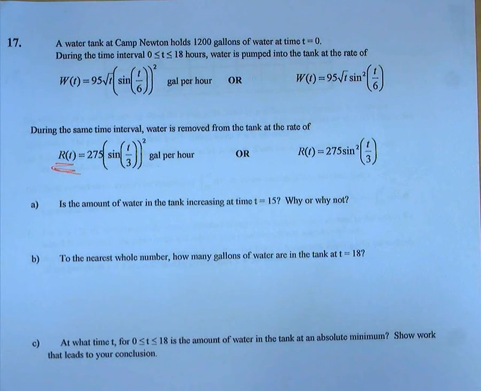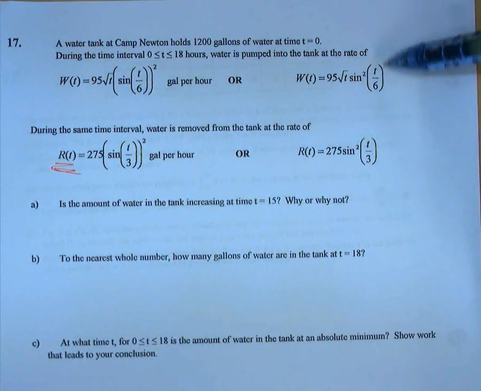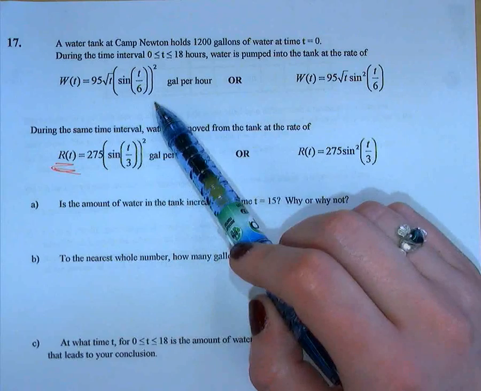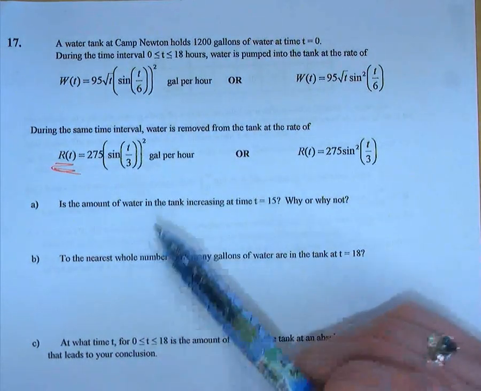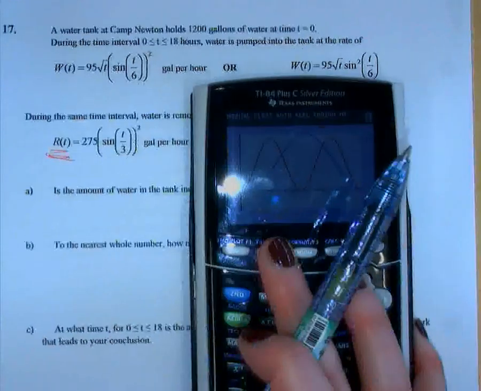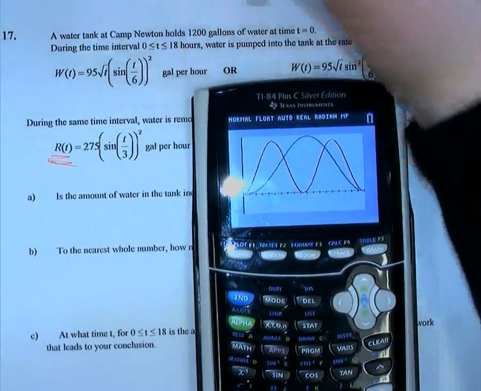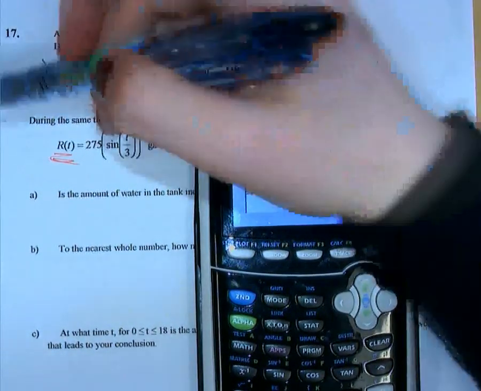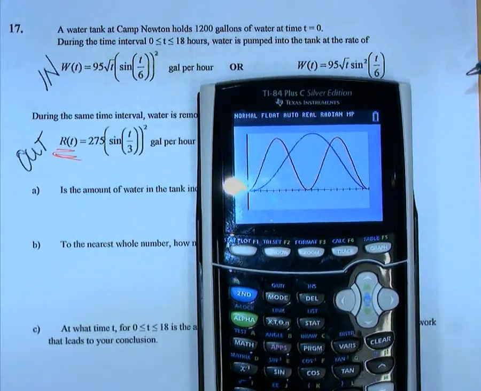Now, what you want to pay attention to, these are the equations as they would be written on the AP test. What I did over here was type them up exactly as you want to put them in your calculator. So you've got to watch out for those parentheses. Let's get started. On my calculator, I have the rate in, which is W, that is the blue graph, and the rate out, that water is being pumped out, is the red graph. Again, I'm just jotting those to myself so I can distinguish between the two.